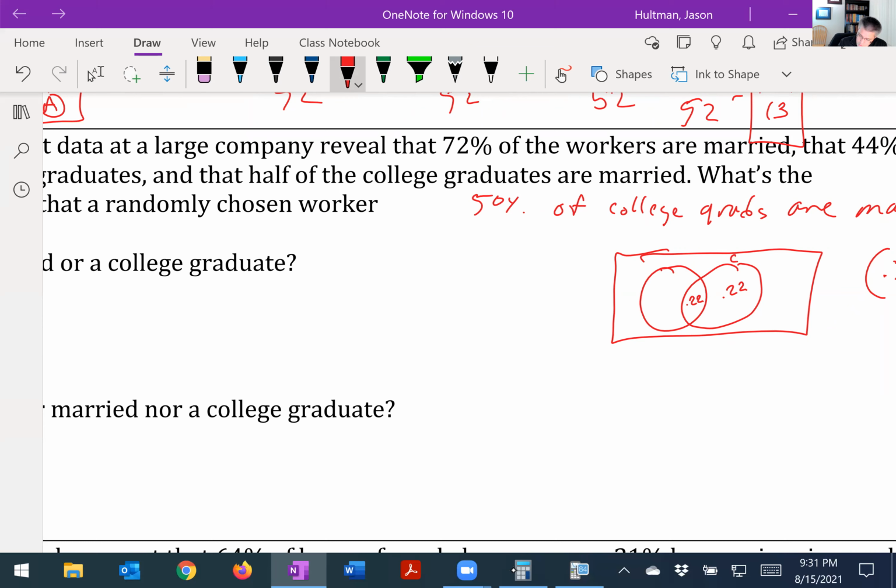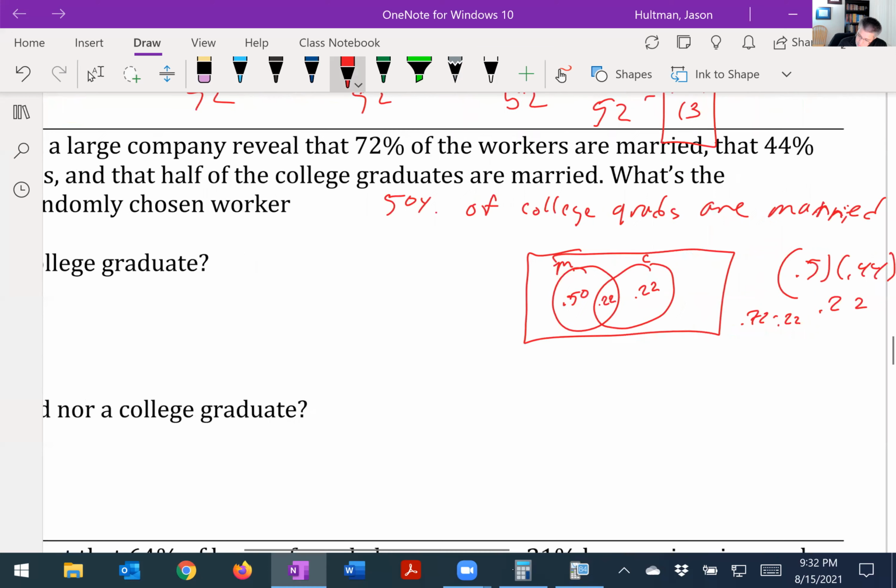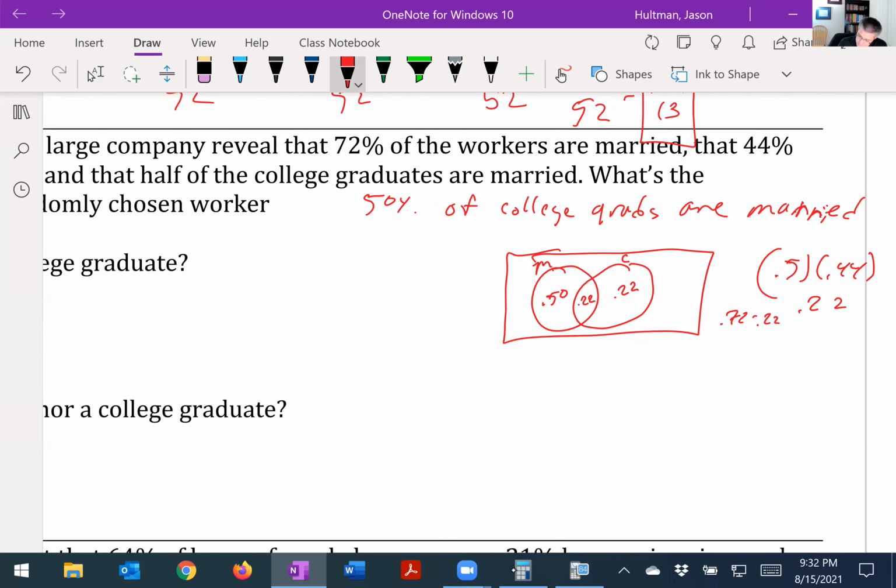But what about my married workers? Well, 72% are married, but that includes the 22% that are college graduates. So how many are married but not college graduates? We just subtract the 22 from the 72, and that's 50%. So that was 0.72 minus 0.22.